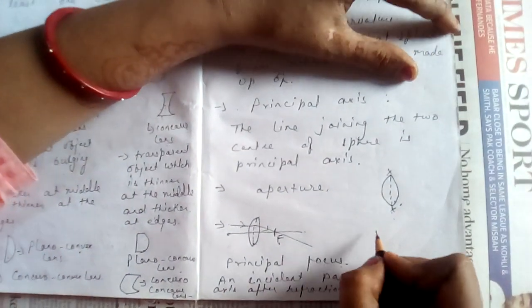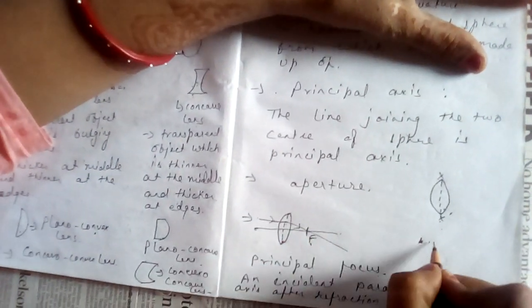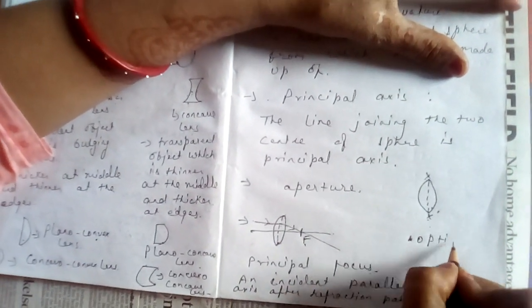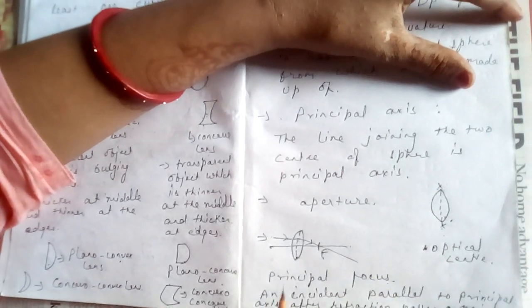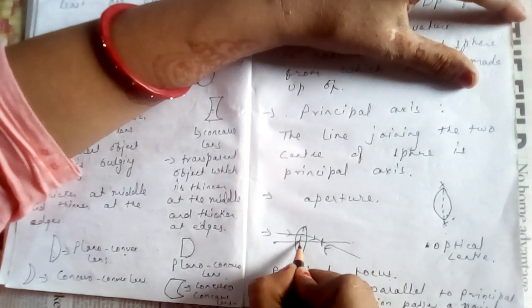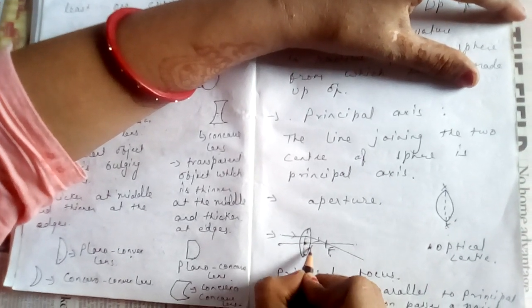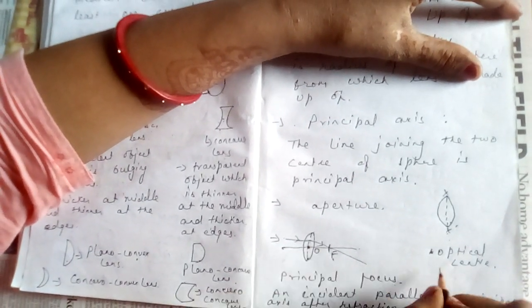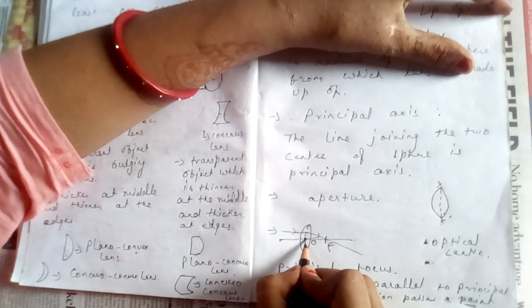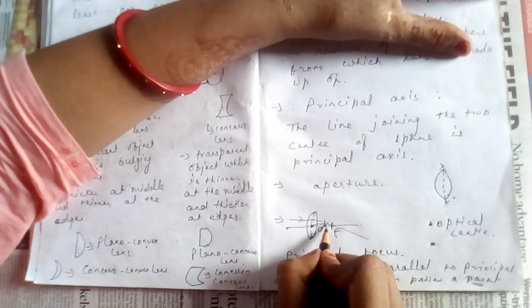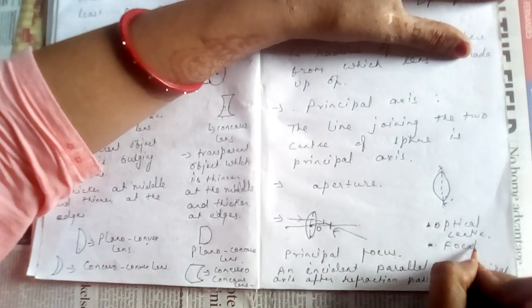One more thing you will get here is the optical center. What is the optical center? The center point of the lens is known as the optical center. It is denoted by O. And another term: the distance between the optical center and the focus is known as the focal length.